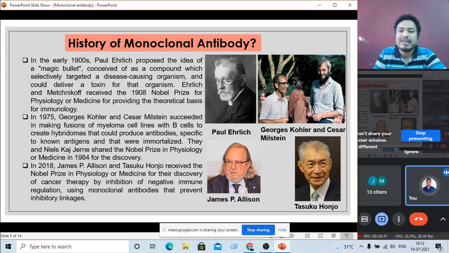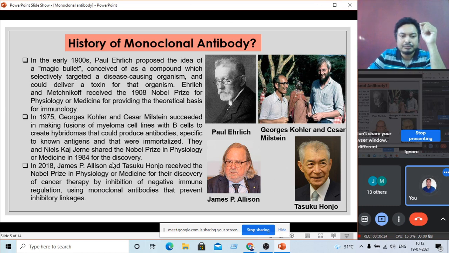Based on this technique, they revolutionized the medicine industry. They can produce monoclonal antibody for a longer period, and that's why these two scientists got the Nobel Prize in 1984, based on this particular discovery. Later on, recently in 2018, two other scientists, James P. Allison and Tasuku Honjo, also got the Nobel Prize.